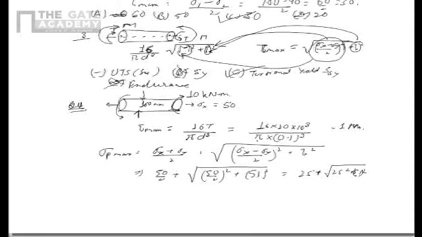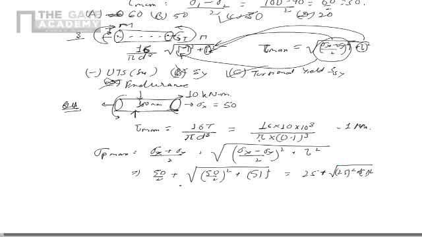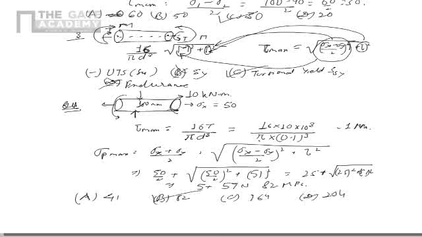Now if we do this calculation, 25 square plus 51 square will come to some number, and this becomes around 25 plus 57, so that's around 82 MPa. So let's see the options. Option A is 41, option B is 82, option C is 164, and option D is 204. Obviously option B is the right option.